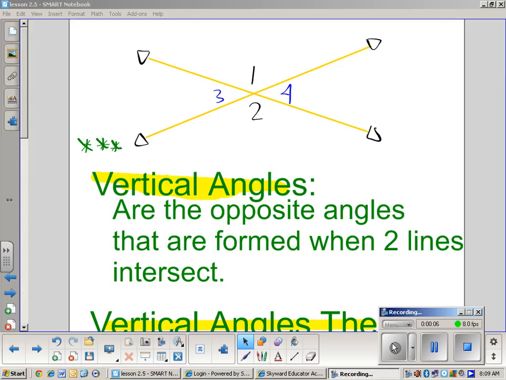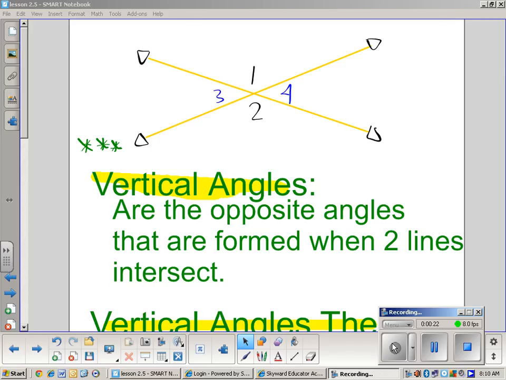So again, today we're going to talk about vertical angles, supplementary angles, complementary angles. We're going to talk about a couple theorems. There's actually a lot in here. I'm sorry, you're going to do a lot of writing. I'll pause so you have time.